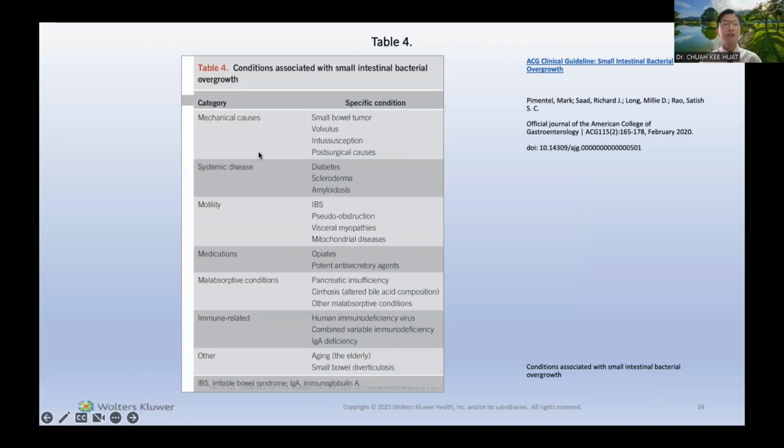In certain situations, for example, mechanical causes like small bowel tumor, volvulus, or intussusception, they will cause stagnation, which is susceptible to bacterial overgrowth.